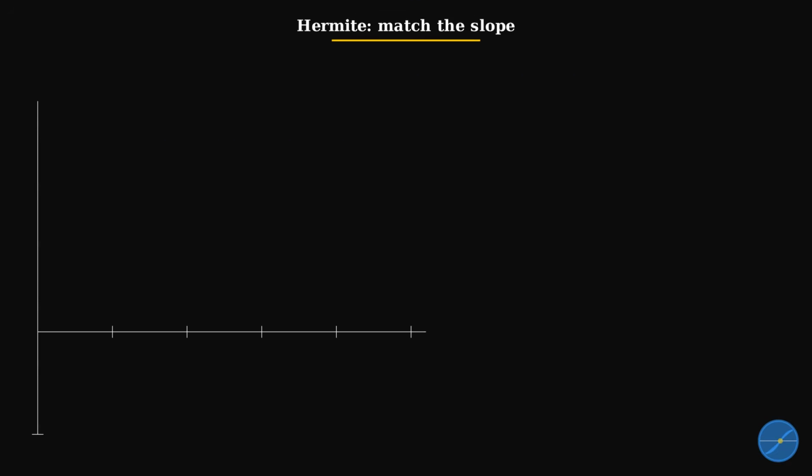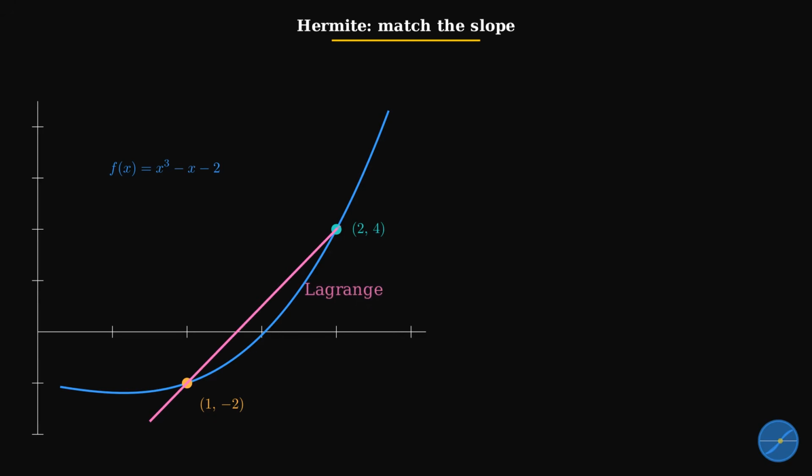Here's the cubic we know well from the root finding series: x cubed minus x minus 2. Pick 2 points on it. At x equals 1, the value is minus 2. At x equals 2, it's 4. Lagrange gives the straight line through those 2 points. It gets the height right at both points, but it's heading the wrong way. Look at the angle it makes as it cuts through the curve.